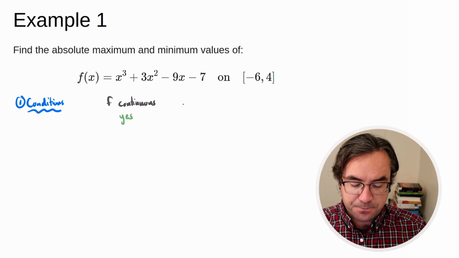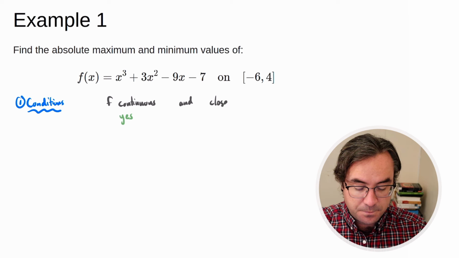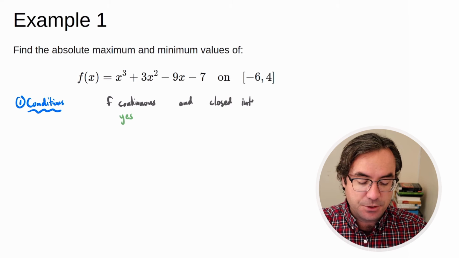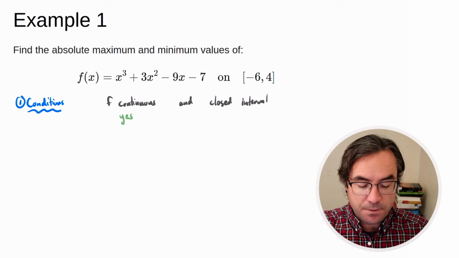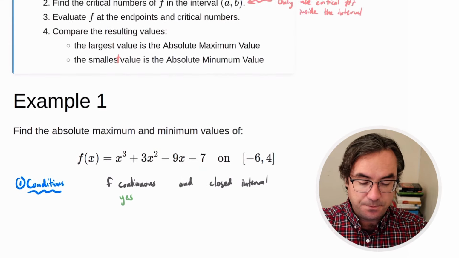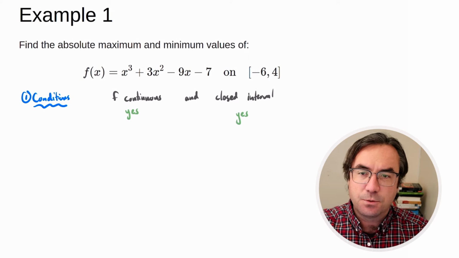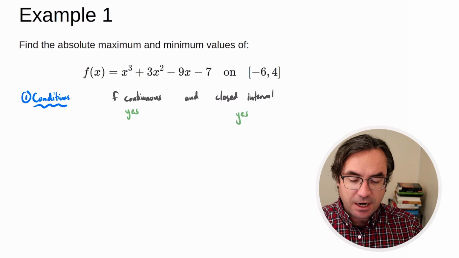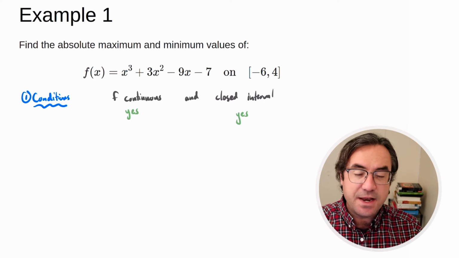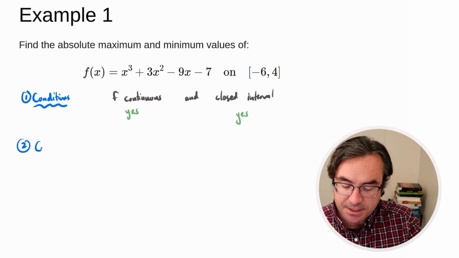What else do we need? Well, we're also looking at a closed interval. So we need both of those. So is this a closed interval? Yeah. -6 to 4, square brackets on both sides. We're including both endpoints. So, yep, that's a closed interval. So once we verified both of those conditions are satisfied, then the next step is to find the critical numbers for our function. Let's get the critical numbers.